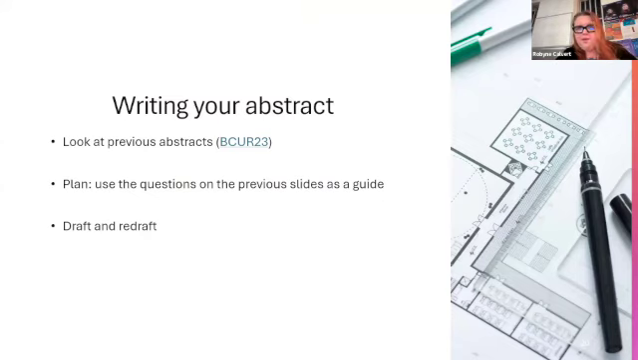You want to make a plan, use the questions on the previous slide as a guide to how you can parse out your abstract, and then not only draft, but redraft it. The editorial space is where you really tighten things up and make something that's really clear and concise and easy to read. You've only got 250 words, so that's an important point. Okay, next.